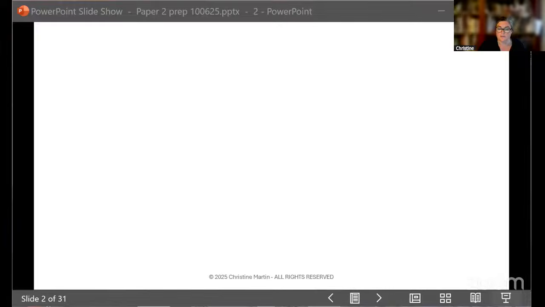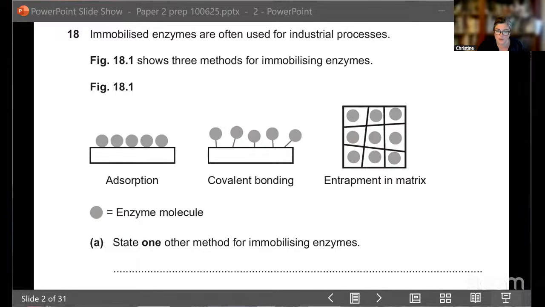Where are you? Would that be correct? Right, give me one second. Let me get this down here. Right, 18A. Right, state one other method for, wow, this is really going, isn't it?